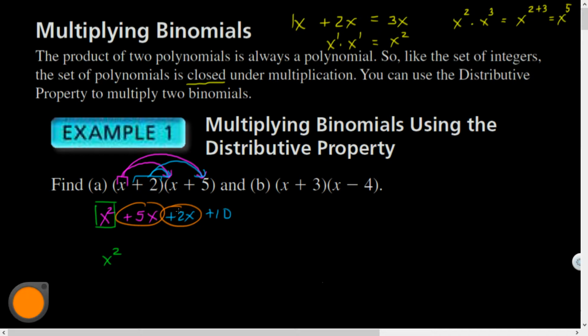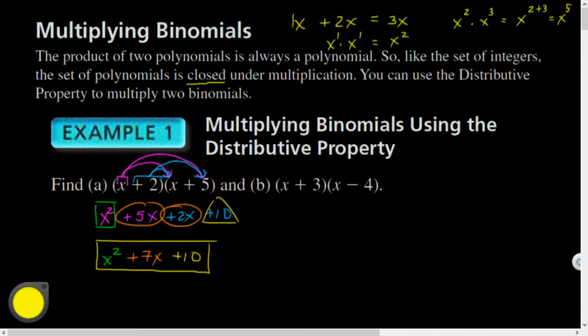5x plus 2x, those are like terms because they have the same variable and exponents. And I just simply add their coefficients. 5 plus 2 is 7, and those are x's still. And then just plain old 10. This time I'll have to use the yellow just because I'm running out of colors here. And so this is my answer when I multiply those two binomials.